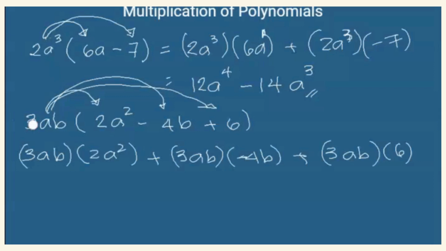So let's multiply. 3ab times 2a squared is 6a cubed b. Then 3ab times negative 4b will be negative 12ab squared. So we have b to the first, b to the first. And then the last term would be 3ab times 6 is positive 18ab.